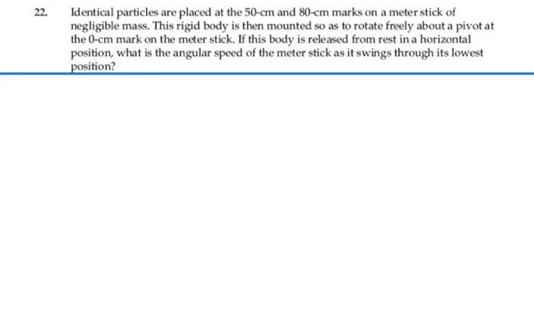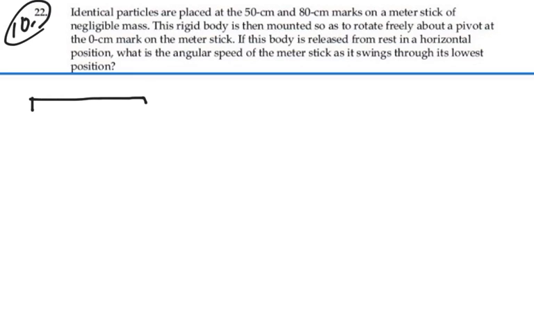Here's problem 10.22. Identical particles are placed at the 50 centimeter and 80 centimeter marks on a meter stick of negligible mass. The rigid body is then mounted so as to rotate freely about a pivot at the 0 centimeter mark on the meter stick. If this body is released from rest in a horizontal position, what is the angular speed of the meter stick as it swings through its lowest position?